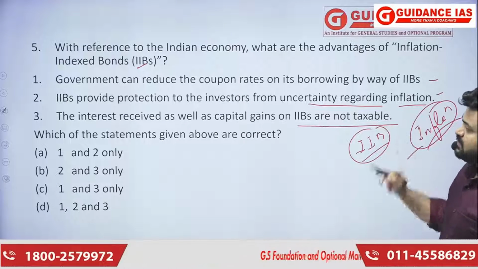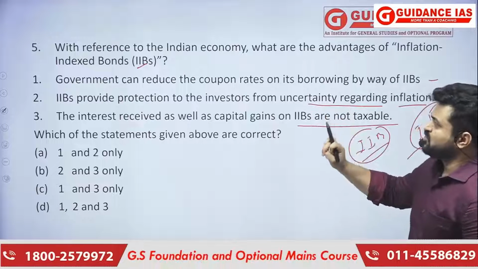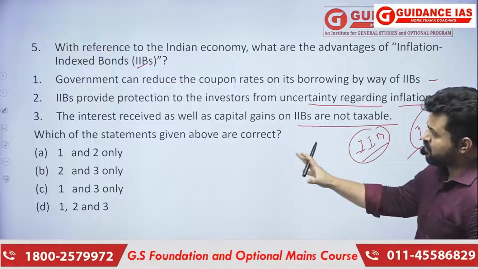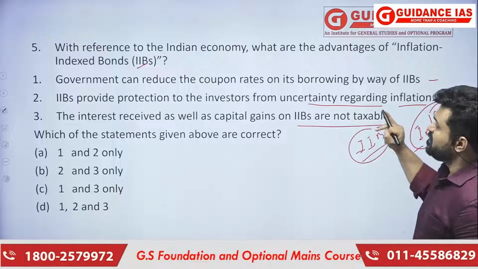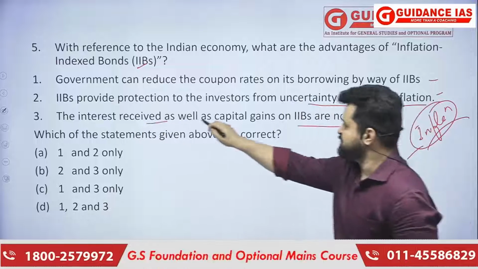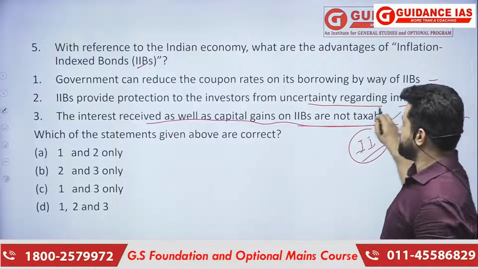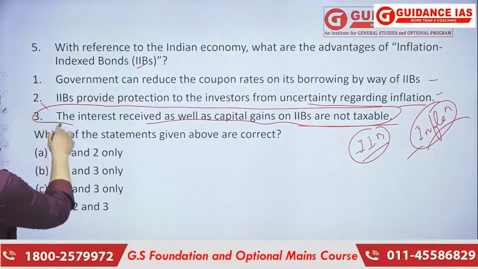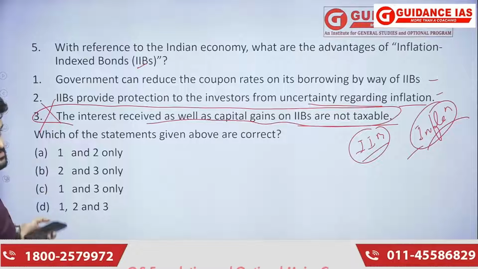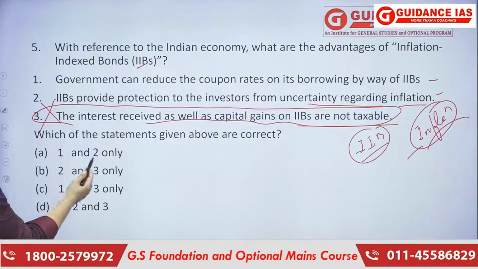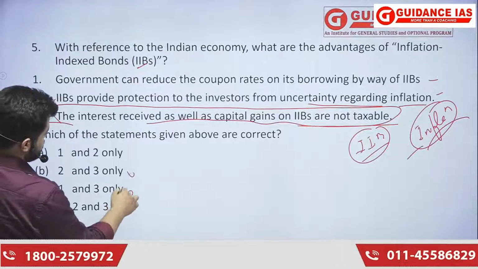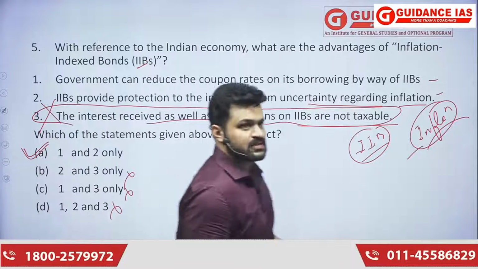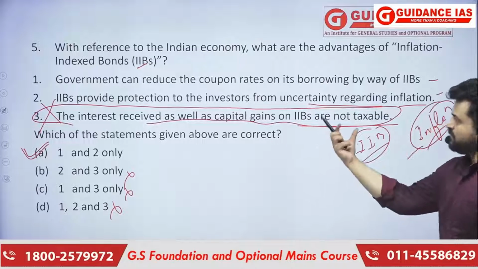Okay, but when it comes to IIBs, no special tax concessions are provided, and that is why the statement that interest received as well as capital gains on IIBs, that is inflation index bonds, are not taxable, is incorrect. So if you eliminate the third statement, then you are left with only one option, that is option A, and that becomes your answer. Okay. So the trick was here.